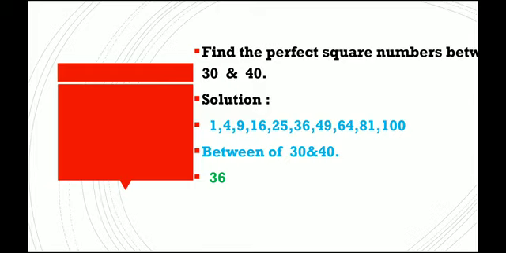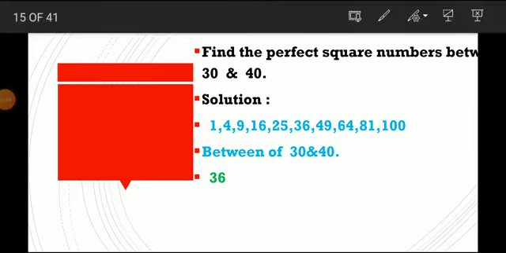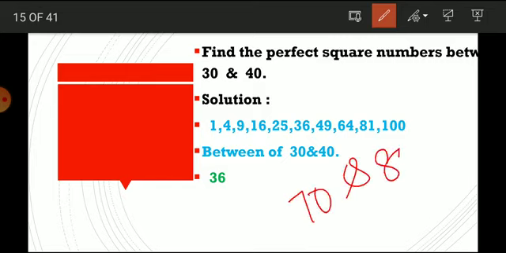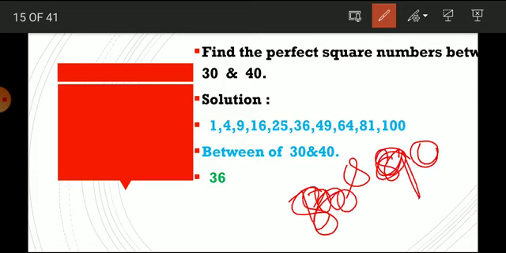Here I want to take another one: find the perfect square numbers between 80 and 90. Can you guess what's that? Using these numbers, 80 after, 9 before, we can find the number. So the number is 81.